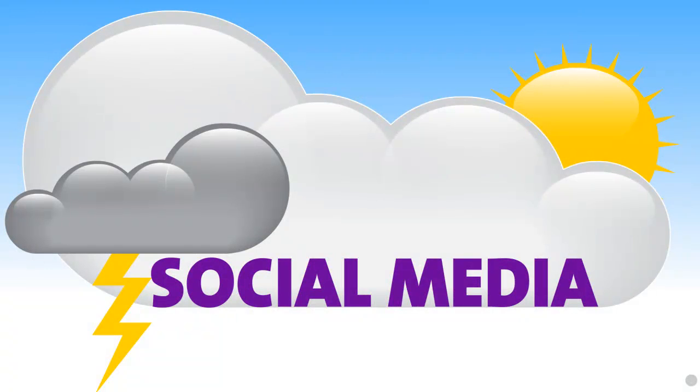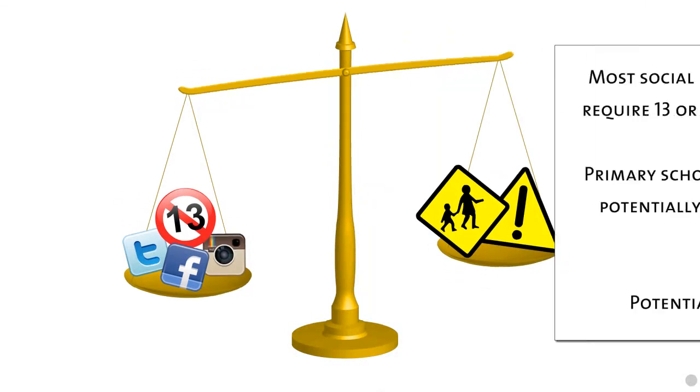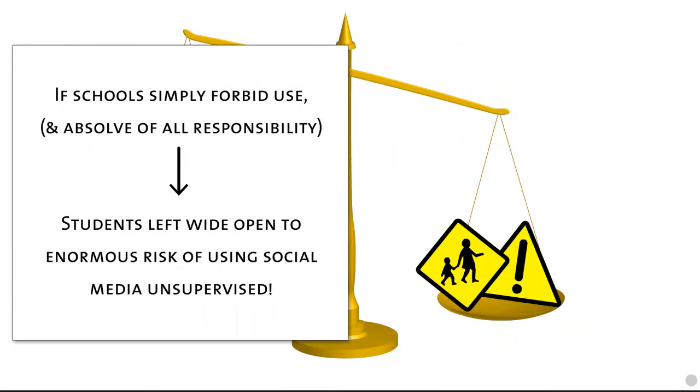One of the main problem areas for cyberbullying is in social media. Primary schools face a tough dilemma in relation to social media policy. On the one hand, sites like Facebook and Instagram require people to be 13 years or older to sign up. Therefore, if schools educate directly about specific websites, they could be perceived to be condoning their use and potentially leave themselves open to litigation. On the other hand, if they simply forbid the use of social media with the intention of absolving themselves of all responsibility, they leave students wide open to the potentially huge risks of using it unsupervised.